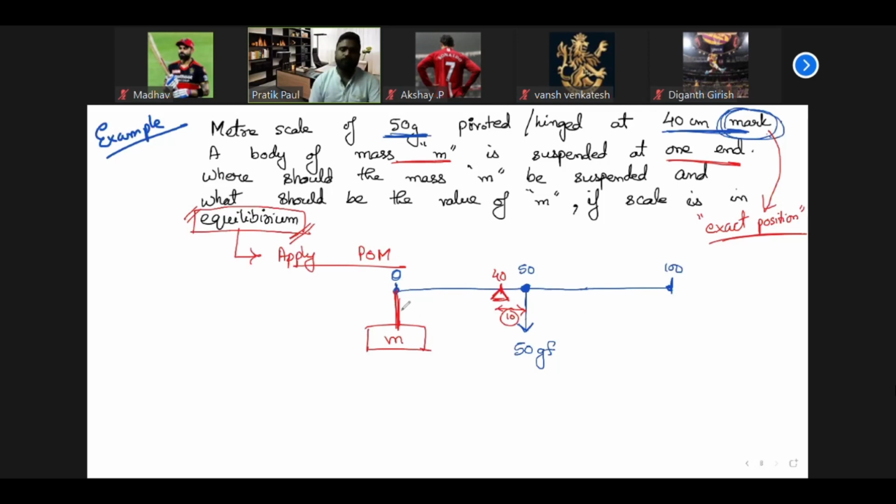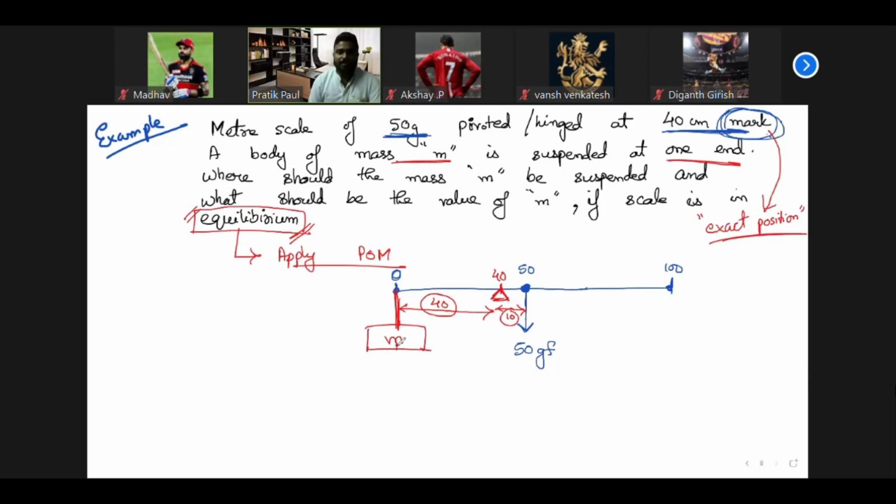Since it is telling at one end, I'm placing it at the end, that is the 0 mark. But what if it has not been mentioned that it is at one end? Then the distance will be mentioned, and at that point of time, we will work on that basis. Now, this particular distance, 0 to 40, is nothing but 40 centimeter. Encircle that. So, anti-clockwise moment is equal to clockwise moment.